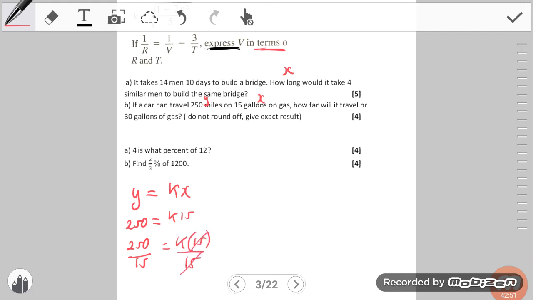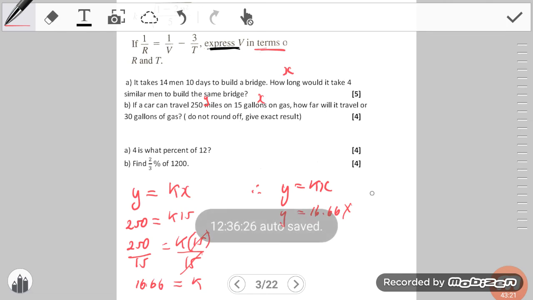So this 15 cancels this 15 here. So this is 16.66. That's equal to k, the constant of variation. And the constant of variation means one portion, one part. So using the formula y is equal to kx, we are now looking for y. We want to know how far it travels on 30 gallons of gas. So that's equal to 16.66, which is the k, multiplied by the new gas that we have now, 30. And that will definitely work out to be equal to 500 miles.